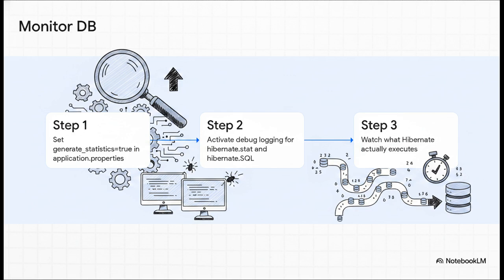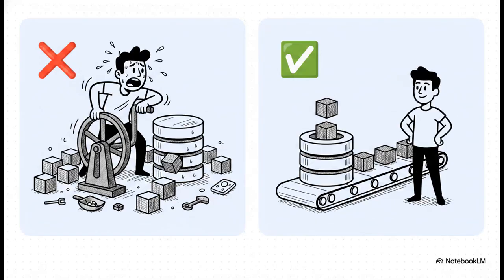So step 1 for your local development environment, set generate_statistics to true in your application properties. Step 2, activate debug logging for your Hibernate stats and SQL statements. Once you do that, you can watch exactly what Hibernate is running behind the scenes. You'd be amazed how quickly you'll notice if one innocent little Java method call is accidentally firing off 50 different database queries. And that brings us straight to our first rookie mistake.